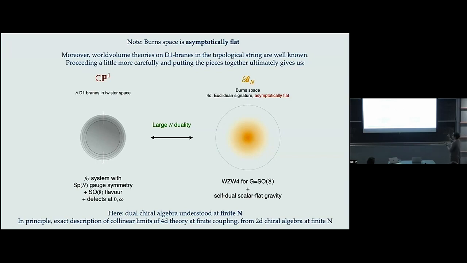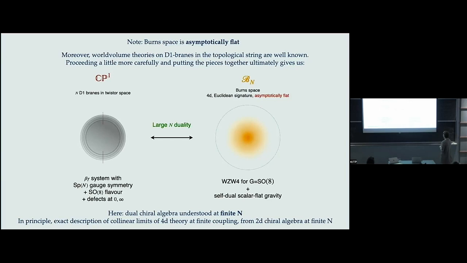The quote-unquote boundary theory, or the open string side of the duality, again comes from the world volume theories of these N topological D1 branes on twistor space, and they support a very explicit chiral algebra. It's an Sp(N) gauged beta gamma system that has some additional flavor symmetry, an SO(8) flavor symmetry, and the chiral algebra, as always, is basically a free theory at infinite N, and we know everything about it, and at finite N you can work hard and compute the BRST reduction of this thing. It's all totally systematic, and there's a lot of powerful bootstrap people in the audience that know how to compute these things even better than I do.